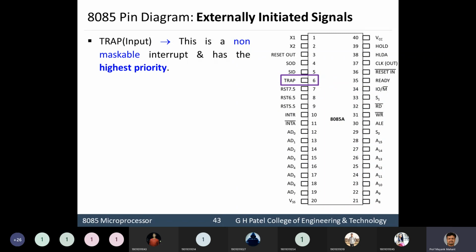So TRAP is a non-maskable interrupt and it has the highest priority. Now, non-maskable interrupt and maskable interrupt: non-maskable interrupt means you cannot ignore it. Maskable interrupt means you can make it silent, that I don't want to take an interrupt at this point of time. You can mask them, you can suppress them. By setting a bit in your 8085, you will be able to suppress the interrupts, means the interrupt is not taken by the 8085. But TRAP has the highest priority and it is non-maskable. You cannot mask this interrupt.